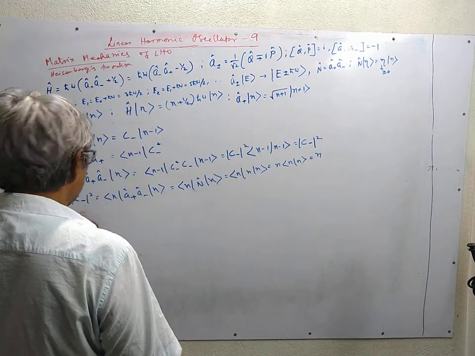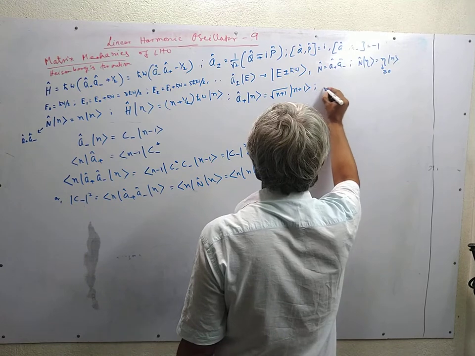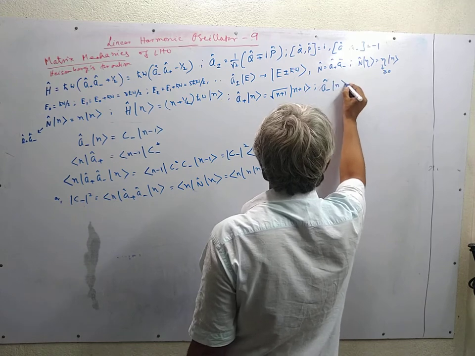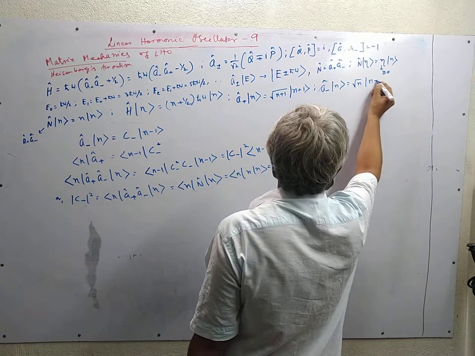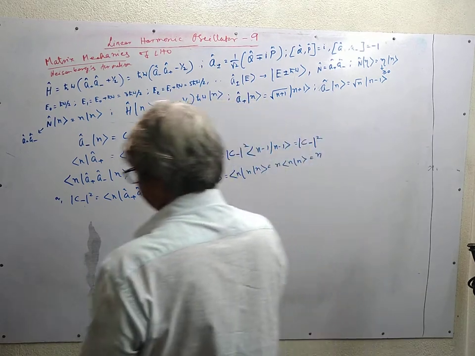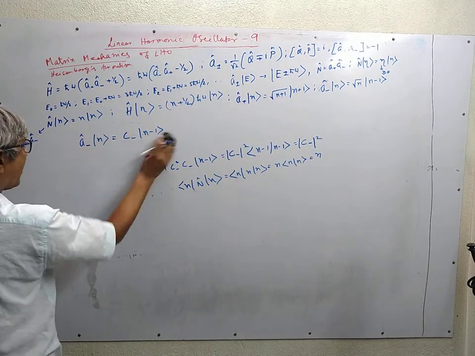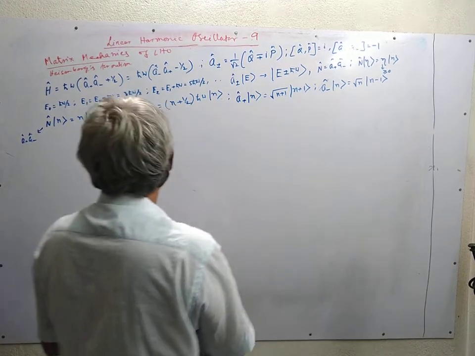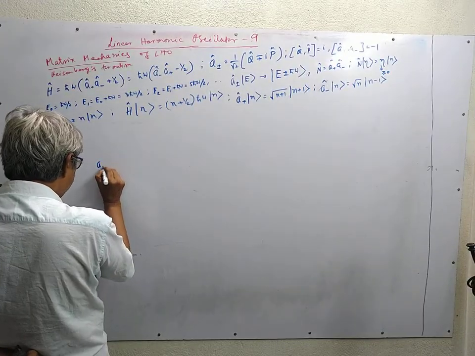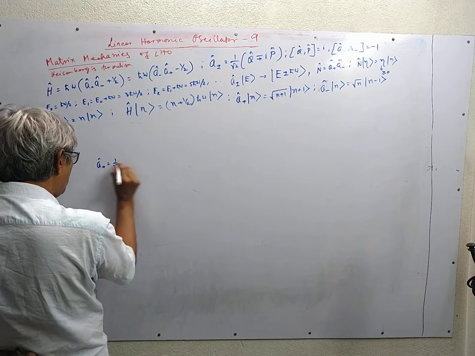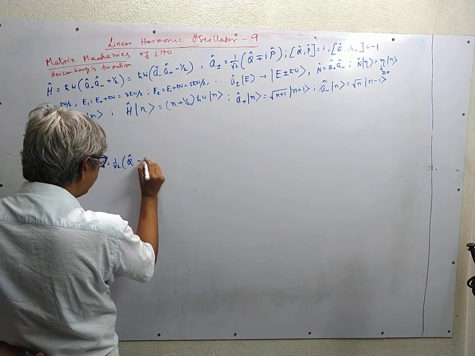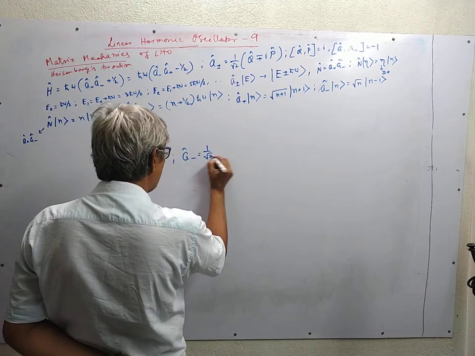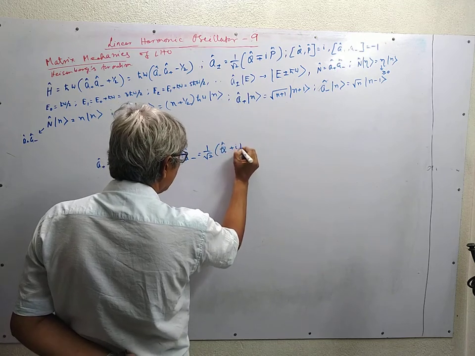So we see that n minus root 2, root n. Oh, sorry, A minus operating on n gives you this. These are the two relations. At this point I want to find a few known relations that we have done earlier. First thing is that a plus is equal to 1 by root 2 q minus ip, and a minus is equal to 1 upon root 2 q plus ip.